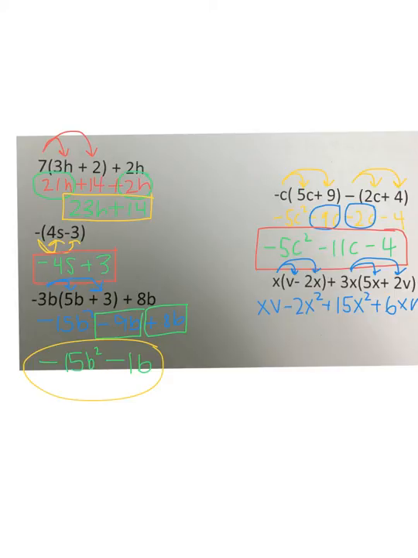Then we can combine like terms. So xv combines with 6xv. Remember, if a variable is by itself, it's like having a 1 in front of it. So 1xv plus 6xv, 7xv. And then our other terms can be combined as well. So we have -2x squared, positive 15x squared, which gives us positive 13x squared, and that should be your final answer.